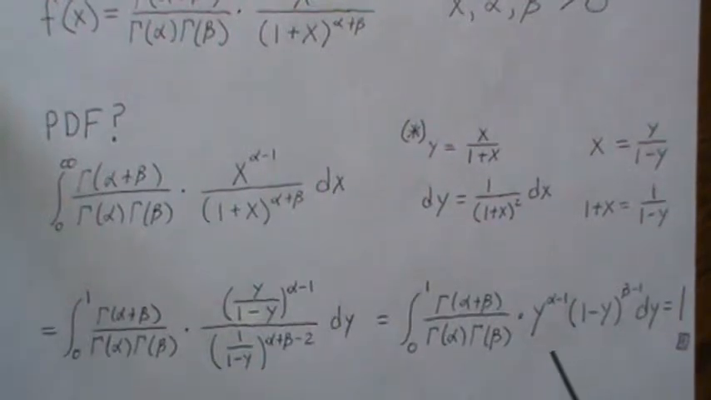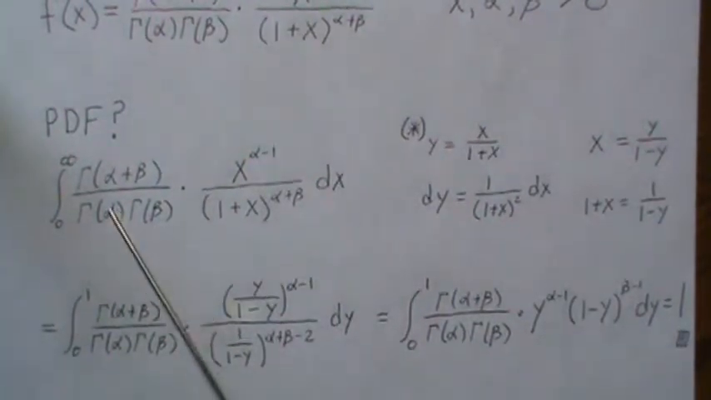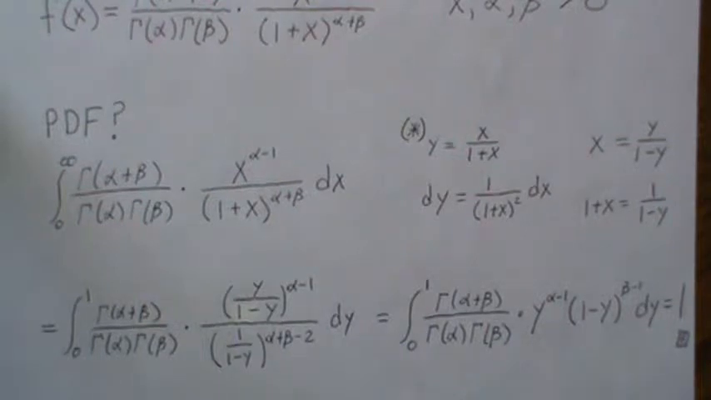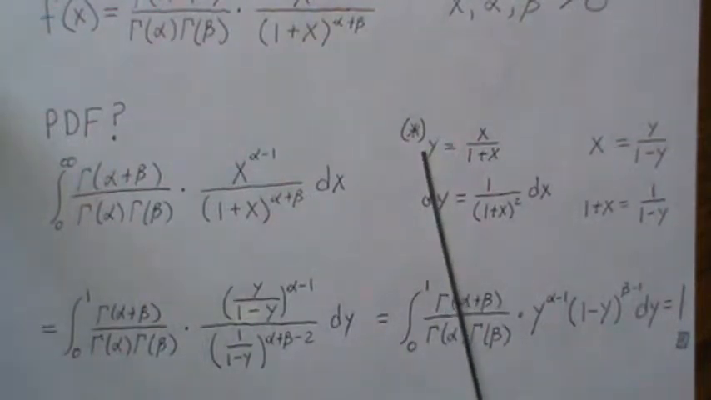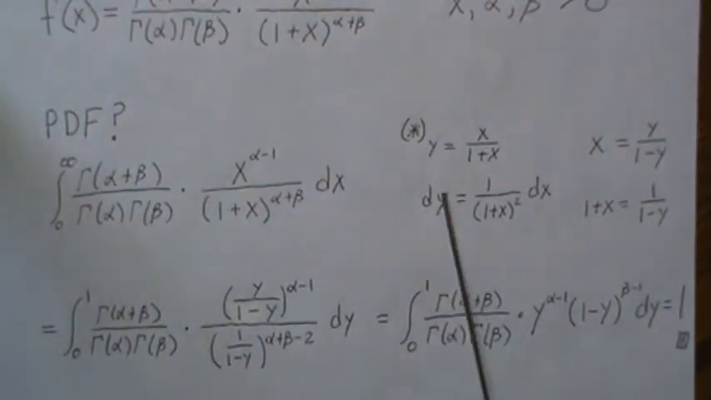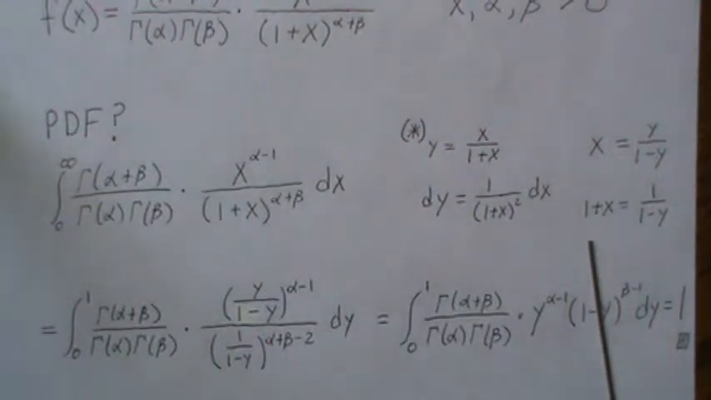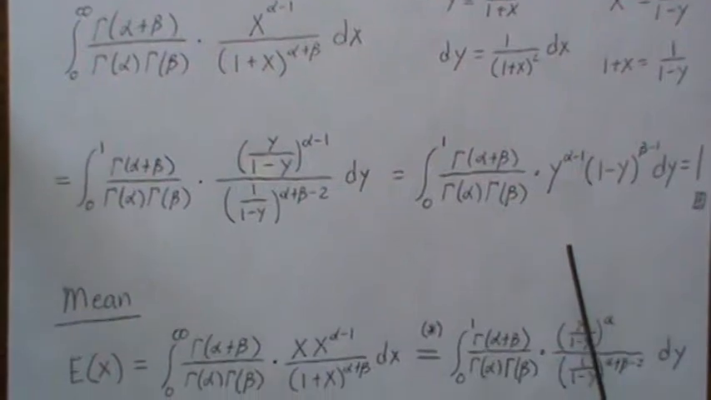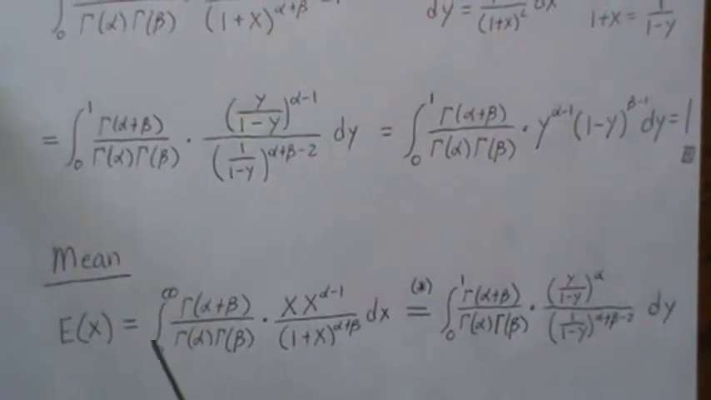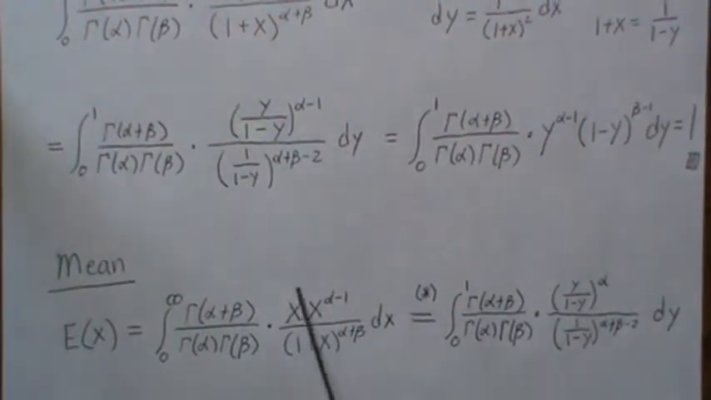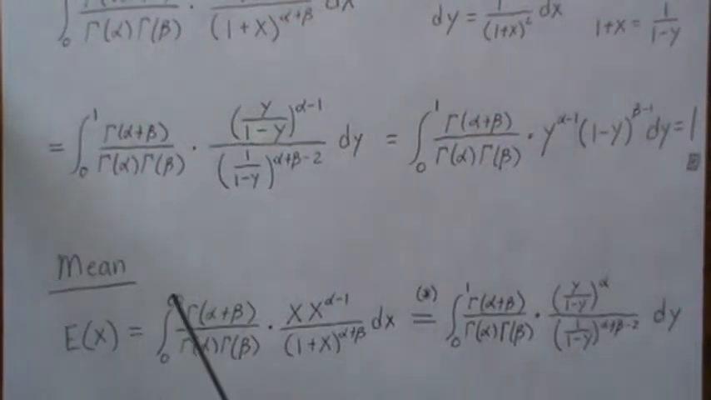If you're not familiar with how to show that, I have a video on the mean and variance of a beta distribution, which I show in more detail. So that does integrate to 1, and so the beta prime distribution is a valid PDF. Now I put an asterisk here for this transformation because we're going to use this exact transformation 2 more times. So when we find the mean, we stick in an x times the density and integrate over all possible values.